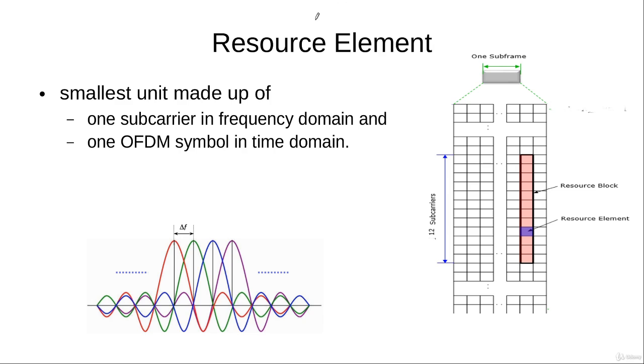Then we come to the resource element. Resource element is basically the smallest resource unit, and it is defined in the time as well as in the frequency domain. This means that if we have one subcarrier for one symbol duration, one OFDM symbol duration, this constitutes one resource element. So one resource element is made of one subcarrier in frequency domain and one OFDM symbol in the time domain.